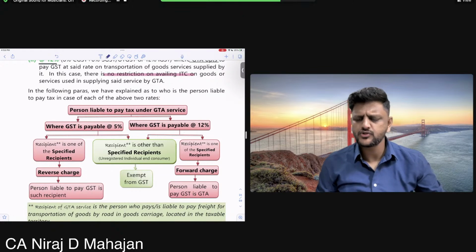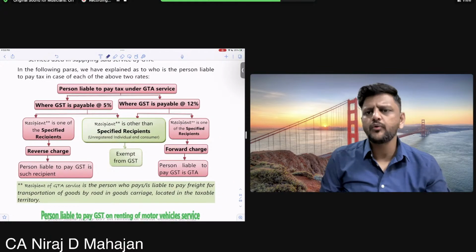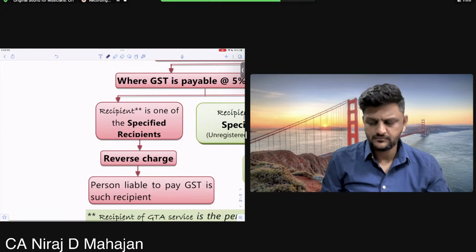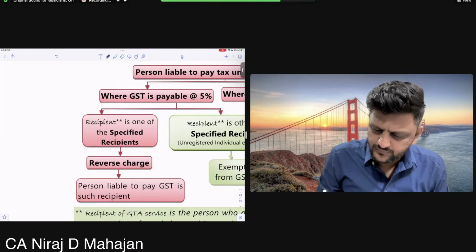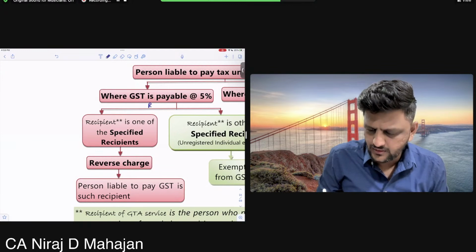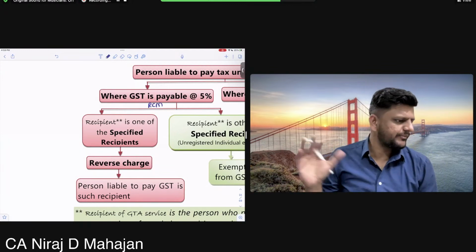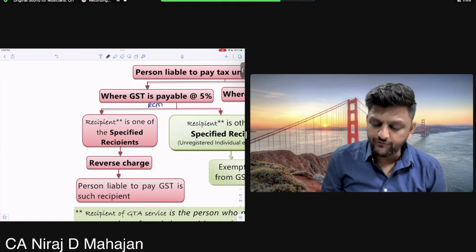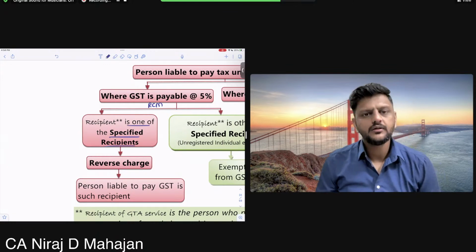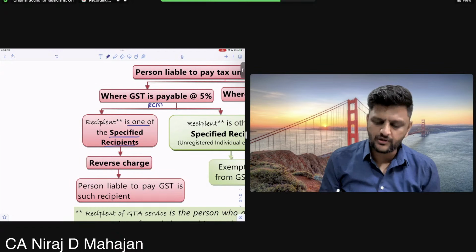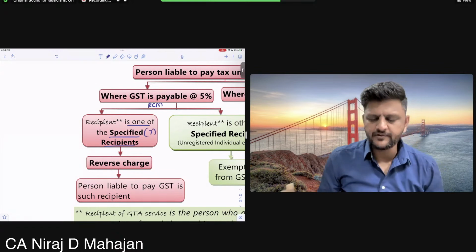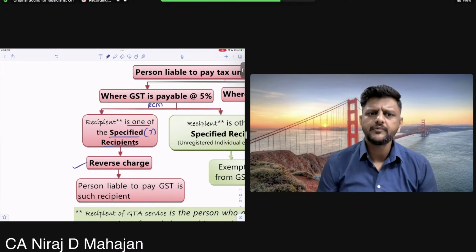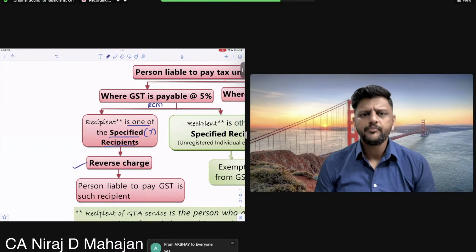In the following paras, we have explained as to who is liable to pay tax. ठीक है. GST बच्चों, what are we saying? At 5% RCM applicable? Tell me बच्चों. Are we going in the zone of RCM? Just pay attention. Not paid at 12%, so paid at 5% बच्चों. RCM. Recipient is one of the specified recipients. Recipient is one of the 7, है ना? Specified recipients. RCM applicable. So person liable to pay GST is such recipient.